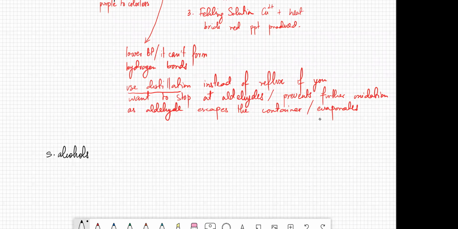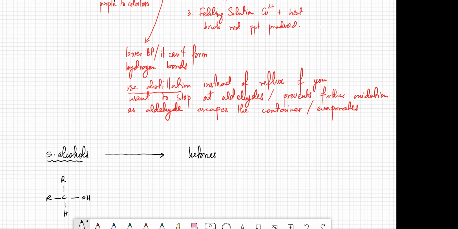What will happen with secondary alcohols is they're going to turn into ketones. So when you oxidize them, they simply turn into ketones. That is the oxidation of secondary alcohols. So this is what a secondary alcohol looks like.